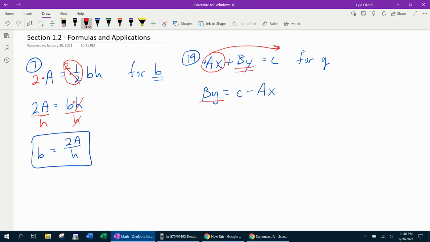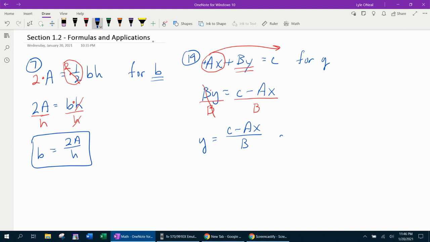Now I can get rid of its coefficient. So the B is attached to the Y with multiplication. So I need to divide by B to get rid of it. And whatever I do to one side, I have to do to the other. So we're going to divide both sides by B. And our final answer is Y equals C minus AX all divided by B.